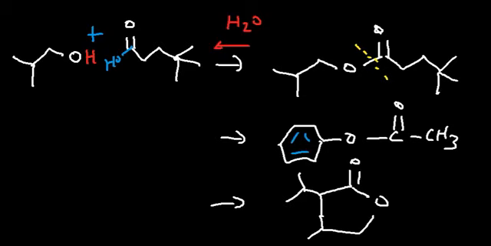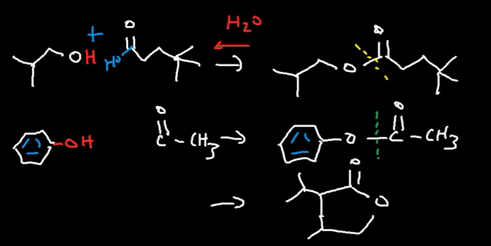So now let's look at our next example. Let's break the carbon-oxygen bond. On the left side, we can see that we needed phenol for that reaction. And on the right side, all we need to do is add an OH group to the carbonyl carbon. And so those are the two molecules that were needed to make this particular ester. And that's called, I believe, phenyl acetate.